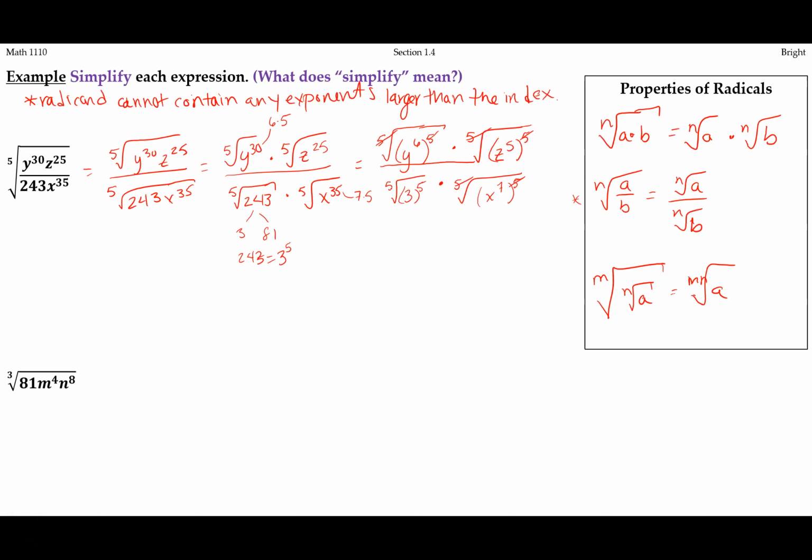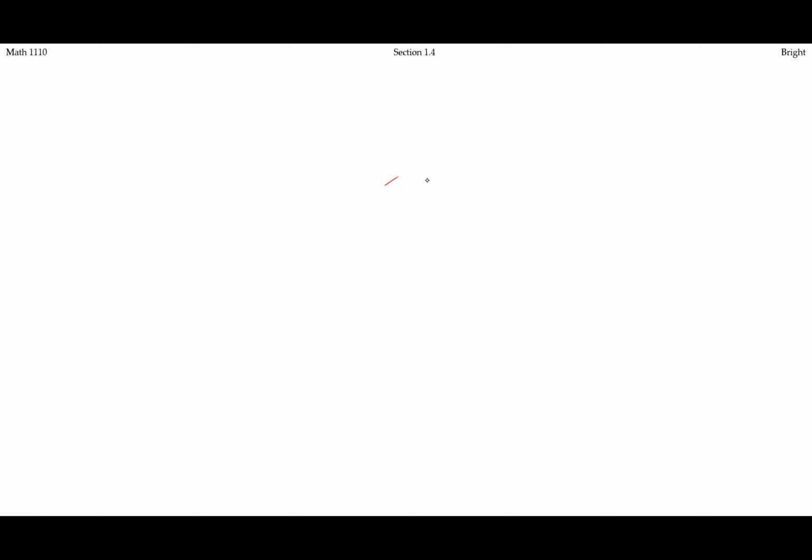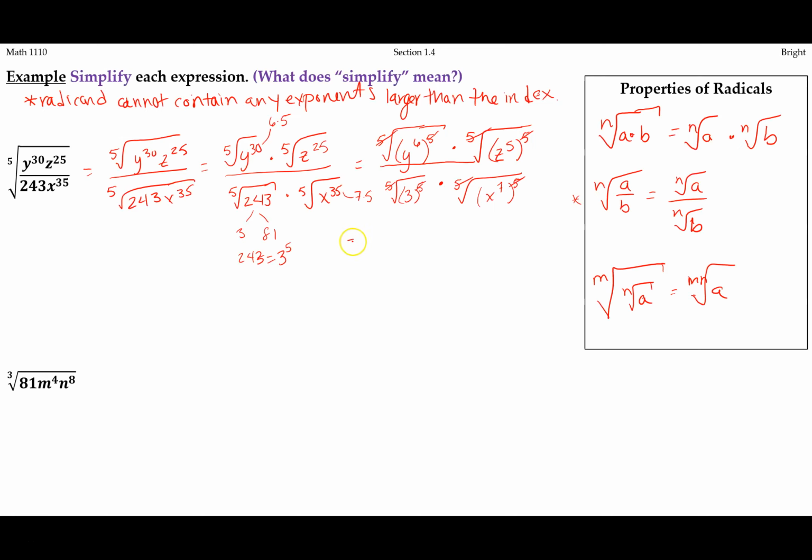So what I'm going to end up getting here is, in the numerator, okay, the first term is going to simplify just to y to the 6th. The second component is going to simplify to z to the 5th. And then in the denominator, I'm going to have the 3 left over and x to the 7th power. Okay, and that is going to be my final answer. I don't have any more radicals, so I can't simplify further. And then I'm going to move on with my life.